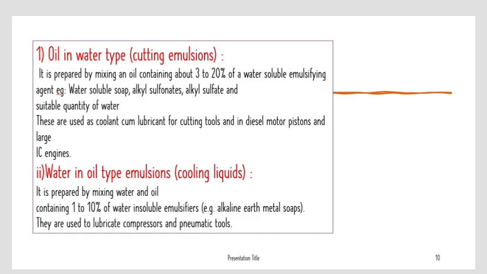So first is oil in water type. Cutting emulsion is also known as oil in water type. It is prepared by mixing an oil containing about 3 to 20% of water soluble emulsifying agent. Examples: water soluble soap, alkyl sulfonates, alkyl sulfates, etc.